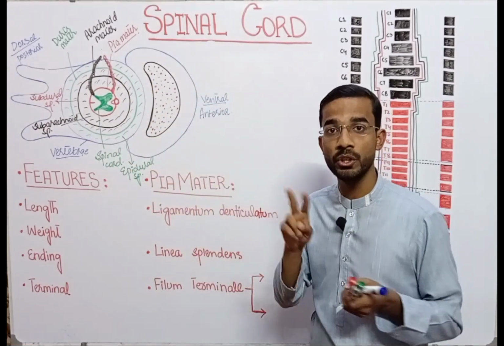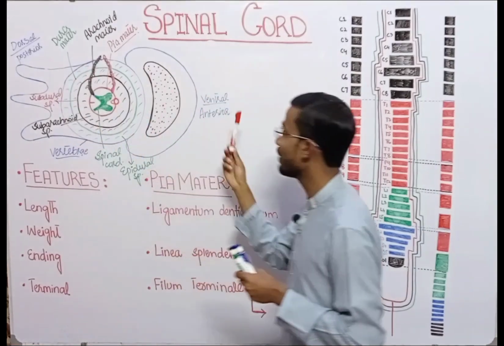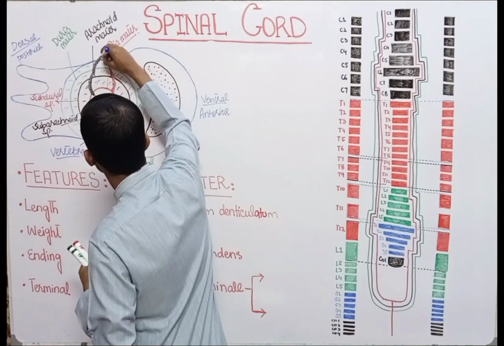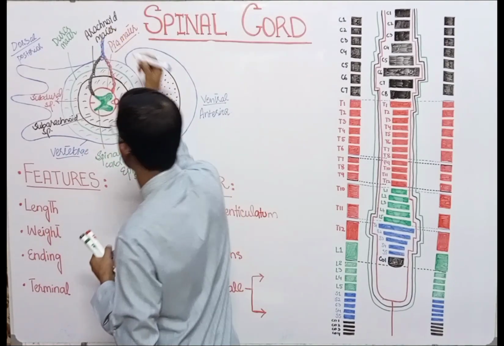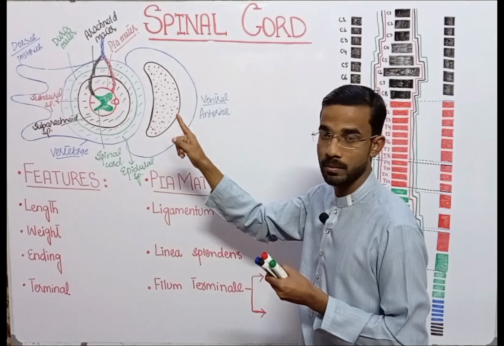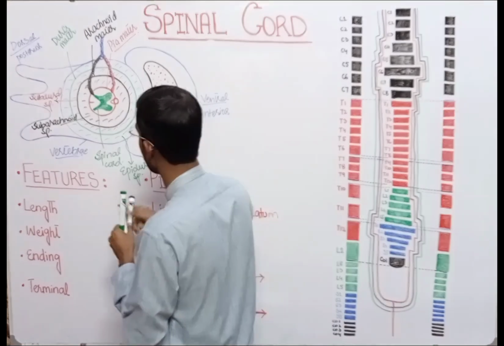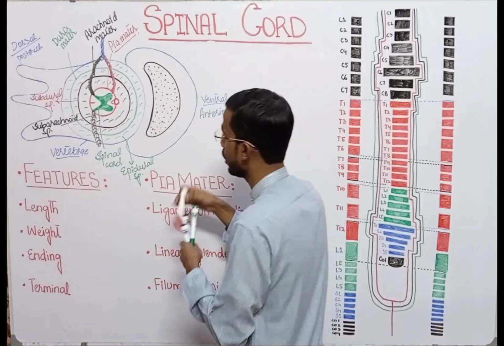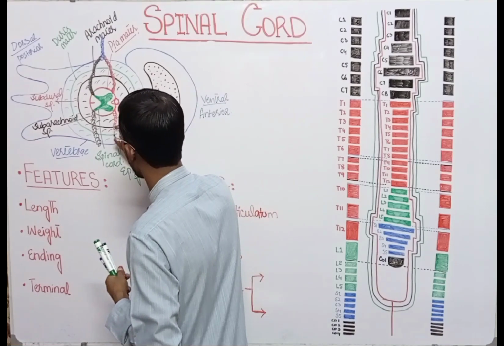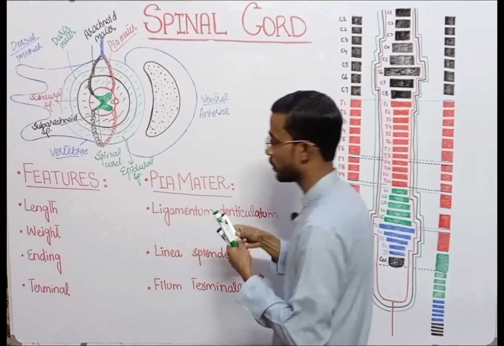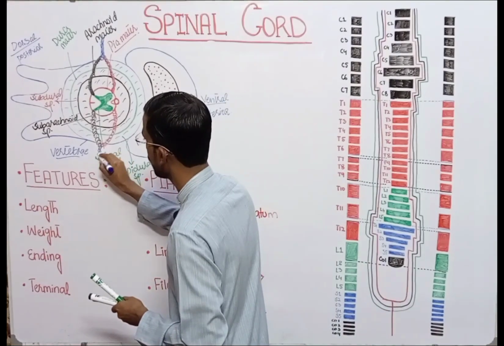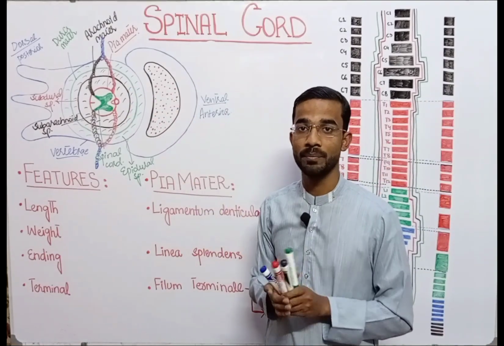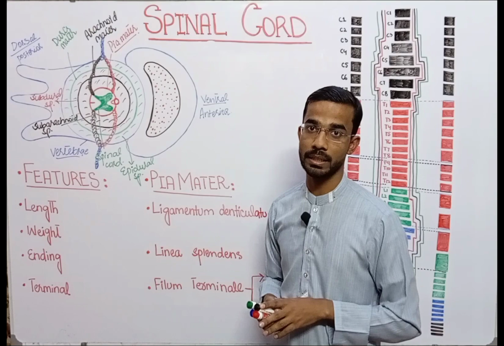When both the roots, the dorsal root and the ventral root, combine together, they form the spinal nerve, which is actually a mixed nerve. Here you will see this is the dorsal root, and at this side this is the ventral root, and when they both combine they form the spinal nerve. This is one pair, and 31 pairs are present in the spinal cord.